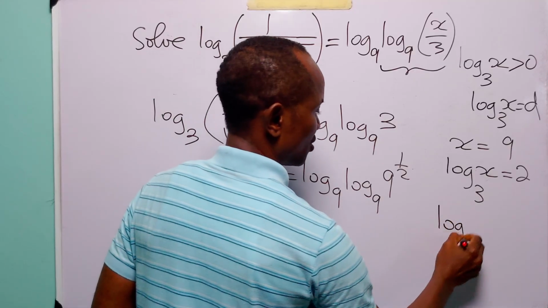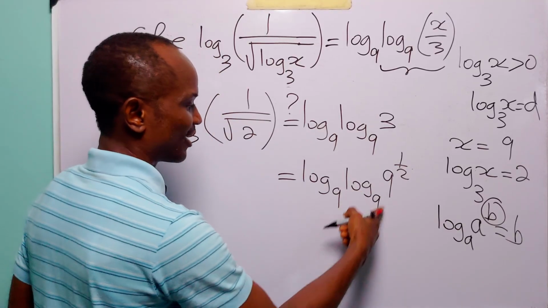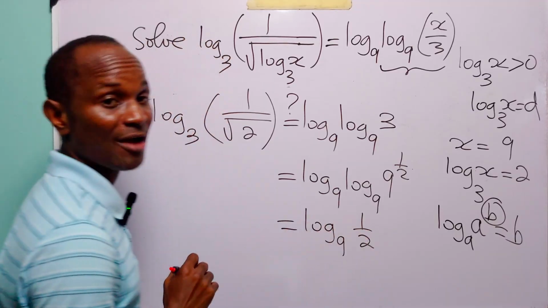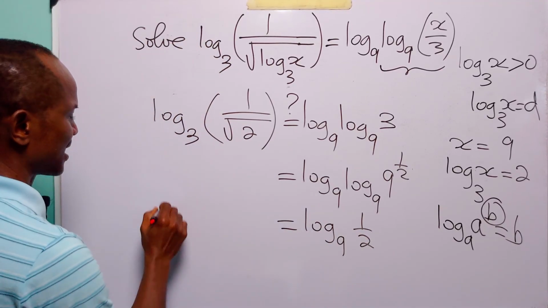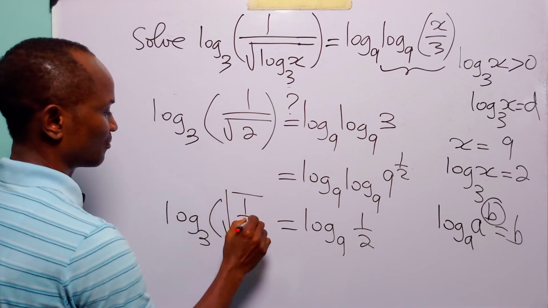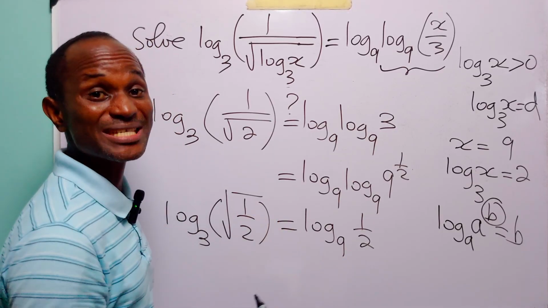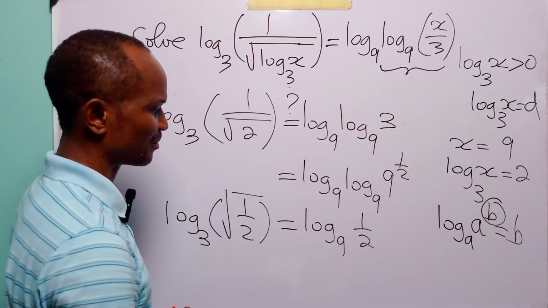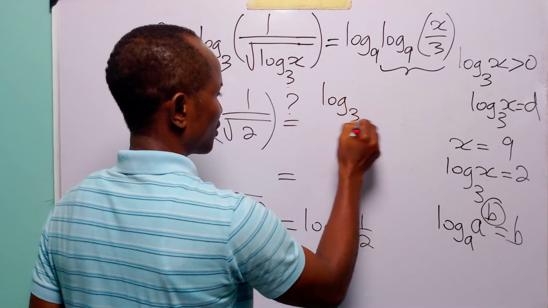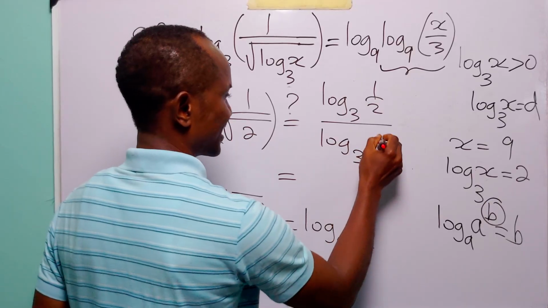Once more, remember that log to base a of a to power b is equal to b. So log to base 9 of 9 to power half is equal to half. And of course, this is the same as log to base 3 of the square root of half. Now let us change the base of this logarithm from base 9 to base 3 using our change of base formula. Applying the change of base formula to this, we have log to base 3 of half divided by log to base 3 of 9.